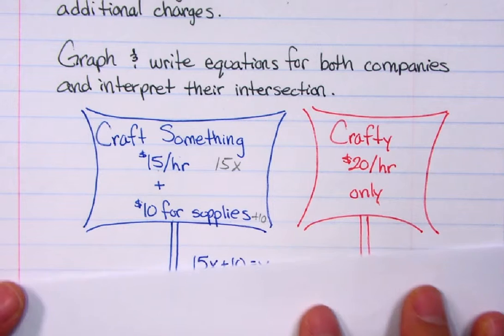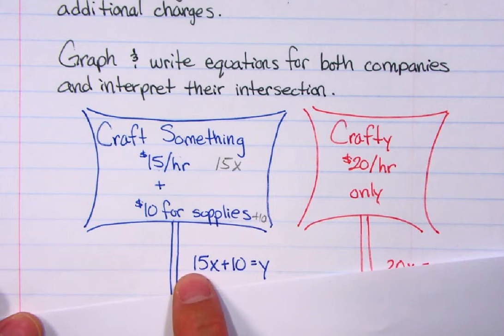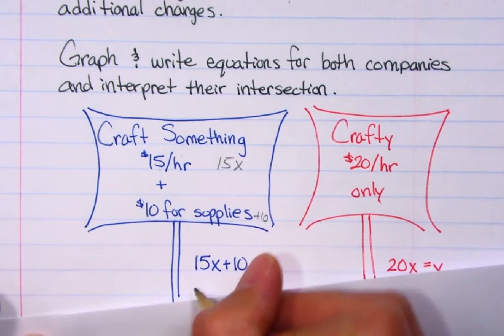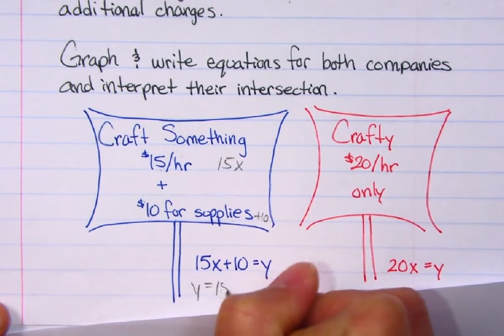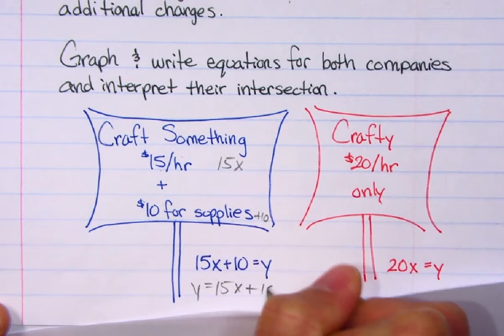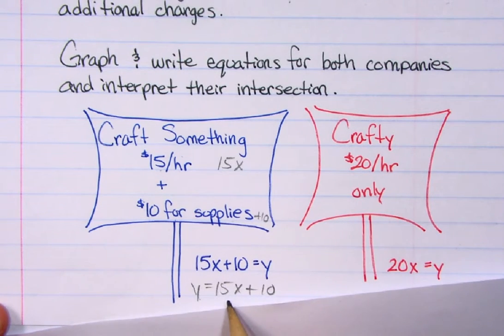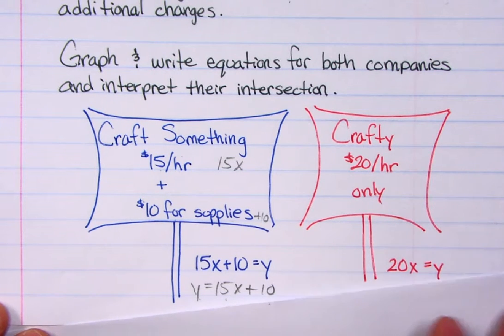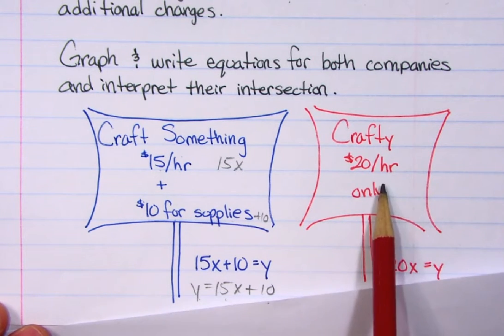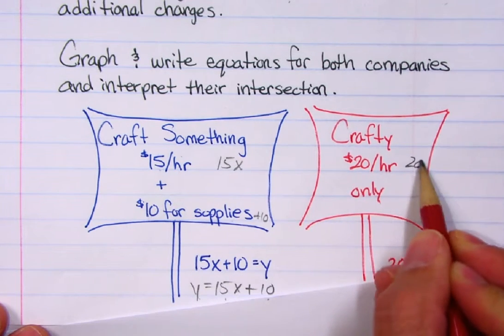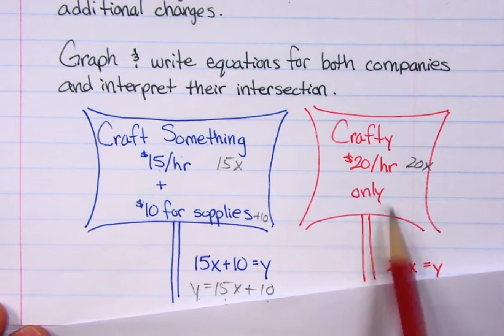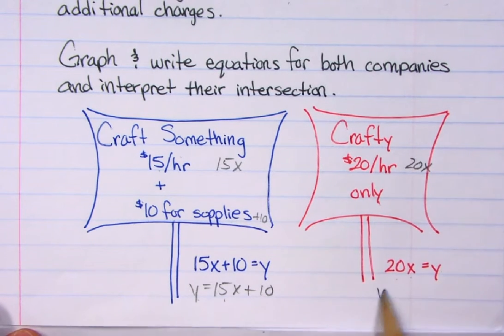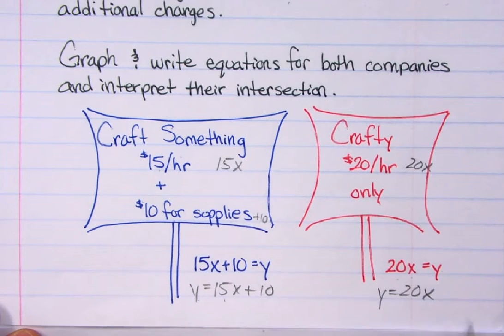Okay, and so I can write my equation just like this. $15 an hour plus the extra 10 is my total cost. And again, you're familiar with writing the y first, and that's okay too. All you're just saying is, hey, the total cost is equal to $15 an hour plus $10 for the supplies. Crafty, the other store, is $20 an hour only. So this $20 an hour is my pattern, but there is no beginning fee. So it's just $20 an hour is equal to my cost. Again, I can reverse that and make it look like that.